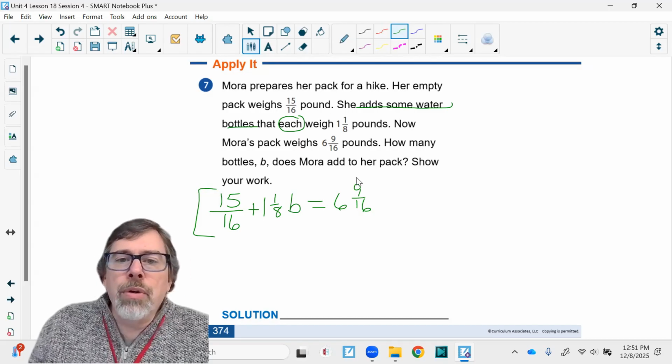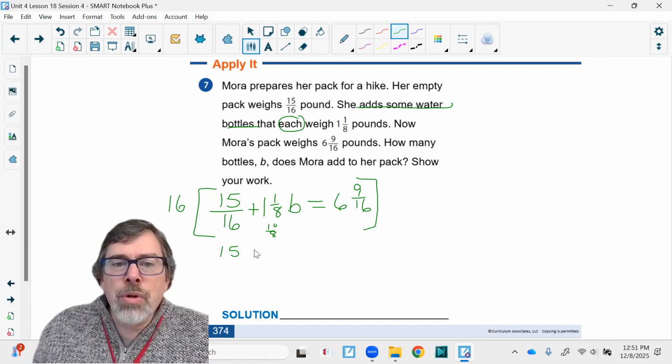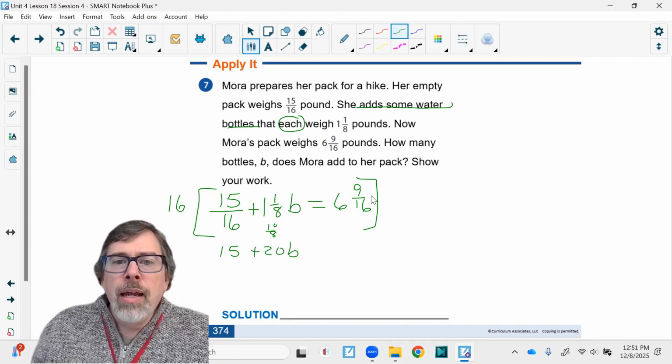All right, so notice what's going on here. We have fractions. I don't like fractions, neither do you, so let's get rid of them. If I multiply everything by 16, these cancel, and I'm left with 15. 16 over 1, the 16s cancel, leaving 15. This is the same as 10 over 8. If I cancel this 16 with this 8, 8 goes into 16 twice. 2 times 10 is 20, so that's going to be 20b. Hopefully you followed that. And then we have these 16s canceling.